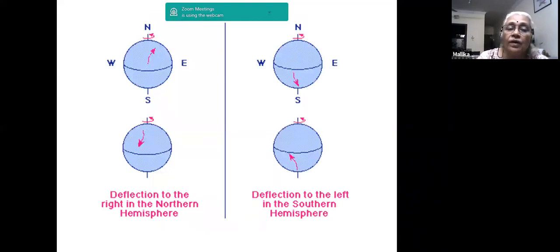So if you're moving in the northern hemisphere, what is the direction of rotation? The direction of rotation is from west to east, right? That is why the sun rises in the east. So when the air is supposed to move from high pressure to low pressure, it is deflected to its right in the northern hemisphere, and in the same way in the southern hemisphere to its left.